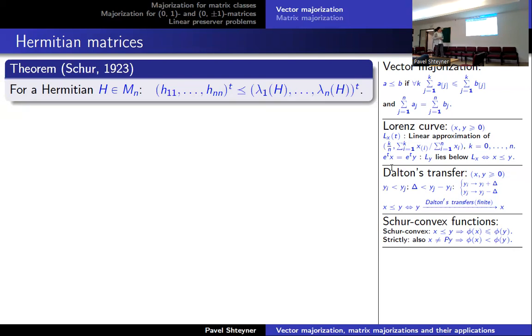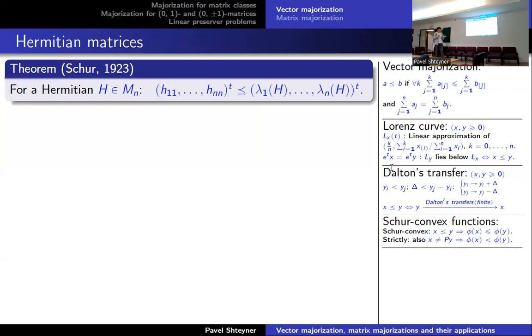It was proved very shortly. First of all, he proved that for every Hermitian matrix... We're talking about Schur. Well, I think you can allow for Hermitian matrices. Let's say the Hermitian matrix is positive semi-definite. For a positive semi-definite Hermitian matrix, the vector of diagonal elements is majorized by the vector of the eigenvalues.